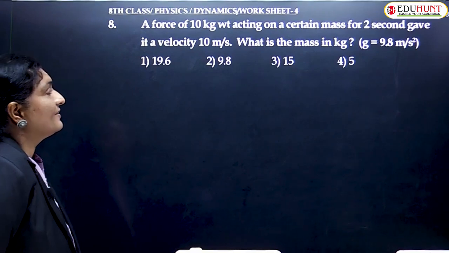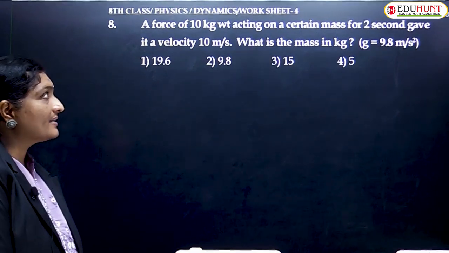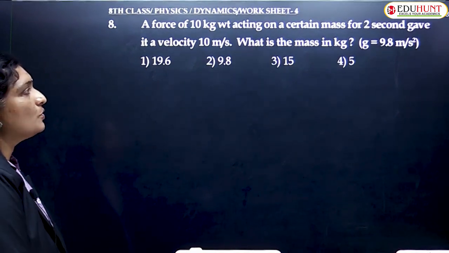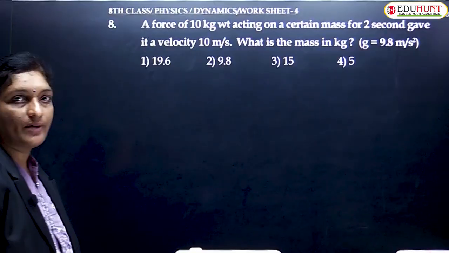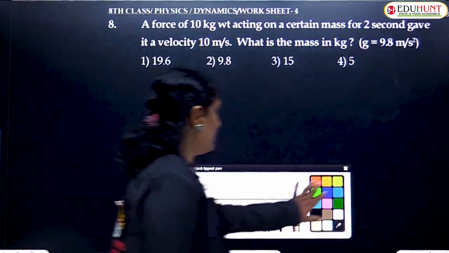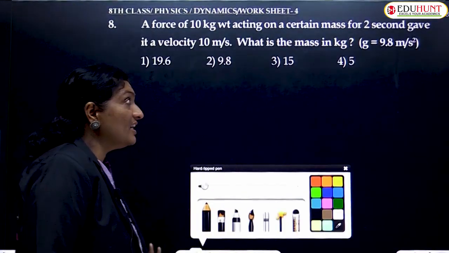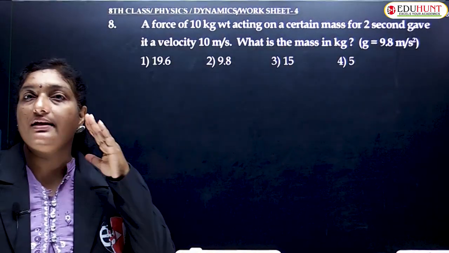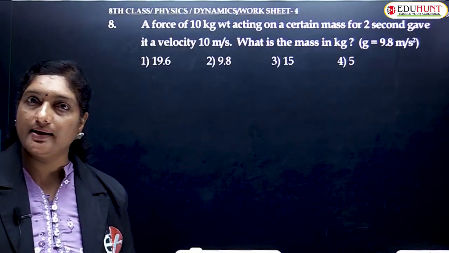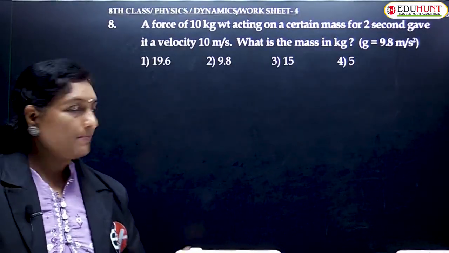A force of 10 kg weight acting on a certain mass for 2 seconds gave it a velocity of 10 meter per second. You are asked to find out the mass. Okay. So first of all, initially try to write the given data. Then only the formula will come inside the mind, and then you can go with a proper approach.